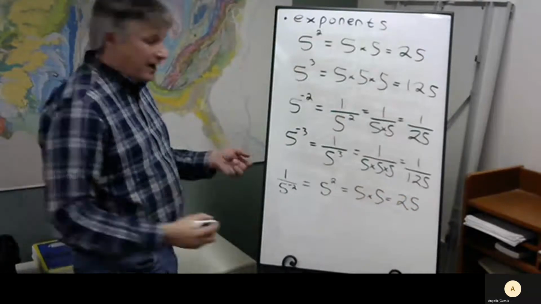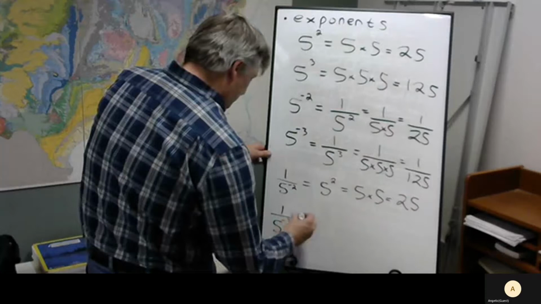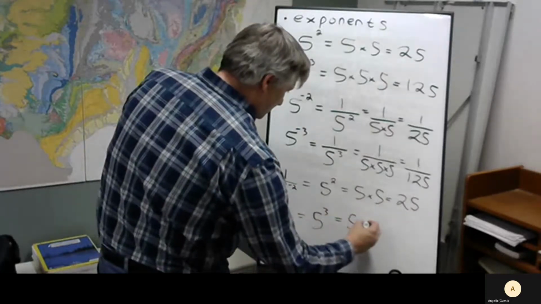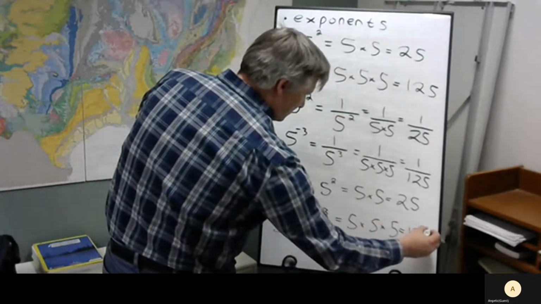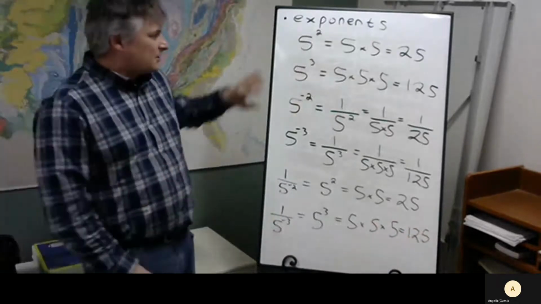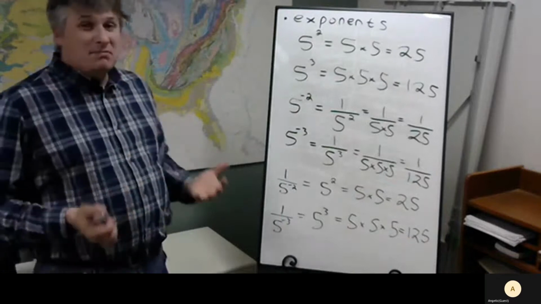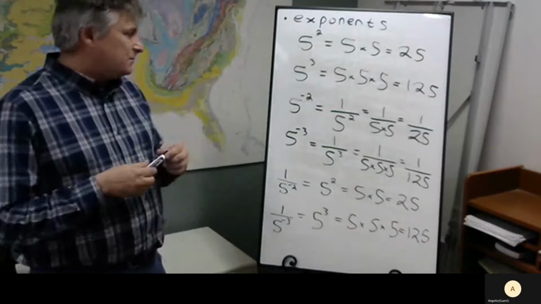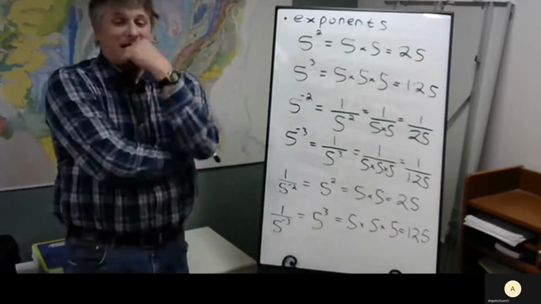It's the same thing for 1 over 5 to the negative 3. So you're going to see these types of exponents, and just knowing what they mean is going to be helpful. I'm using 5 as an example, but you could have all kinds of different numbers. So, questions about that?